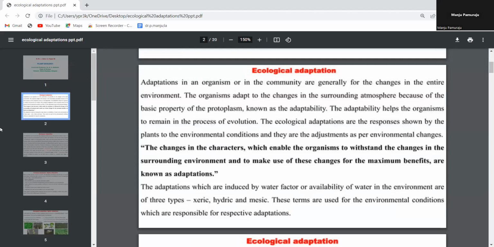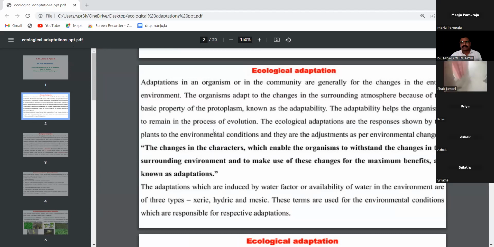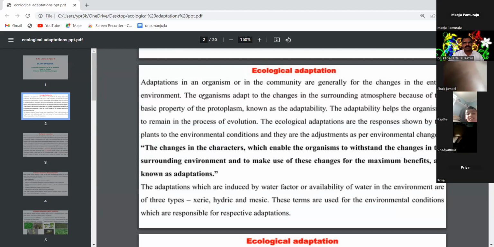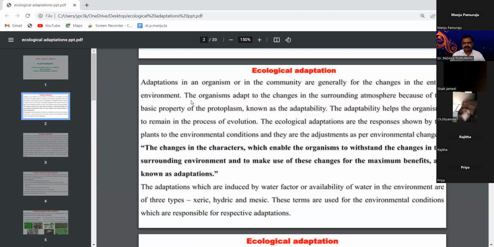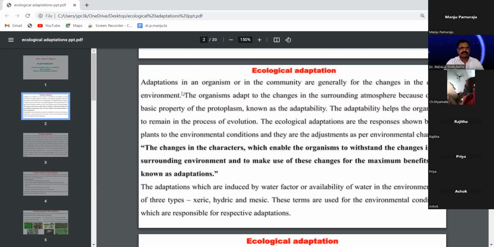So today's topic is ecological adaptations. This is also important. Adaptation means to adjust to a particular environment. So some morphological or physical changes to survive in a particular environment are called adaptation. Adaptation occurs in an organism, in a community, or generally in response to changes in the entire environment. To survive in a particular environment, the modifications which take place in the organism are called adaptations.